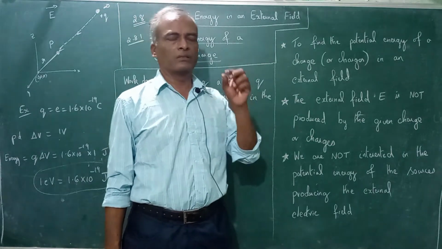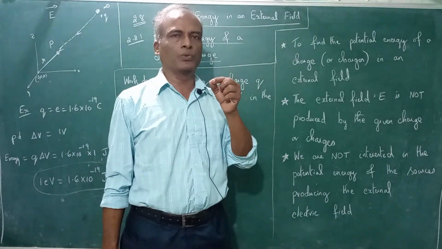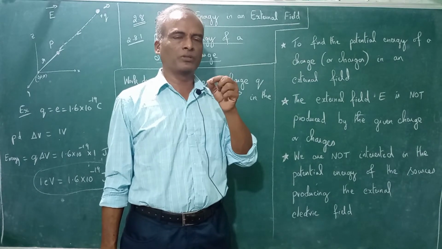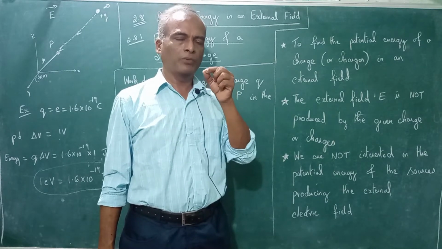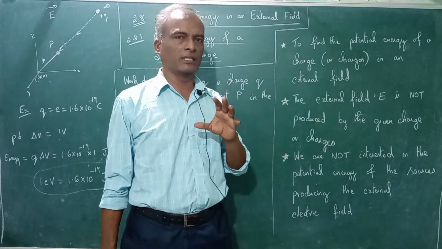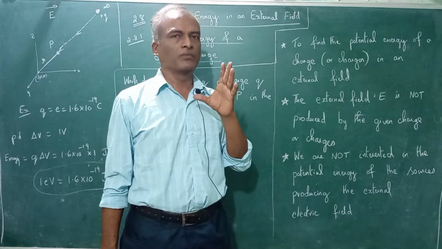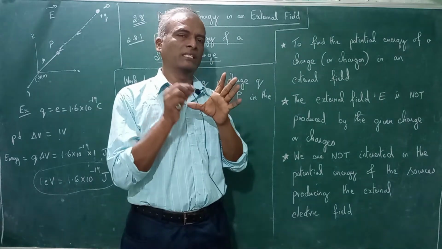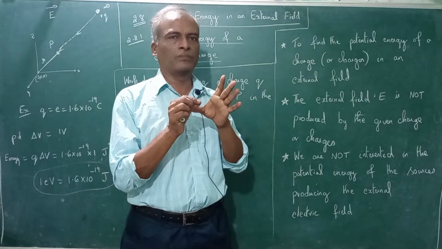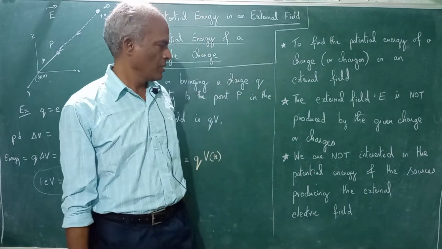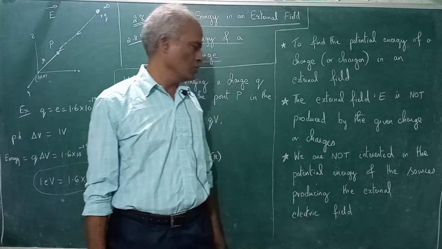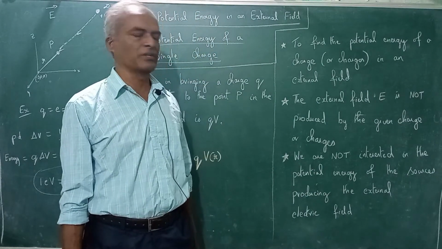That means we are considering a charge Q, and the field produced because of Q is not considered. That means the field is already there. In that we are going to consider a charge. So we are not interested in the potential energy of the sources producing the external electric field.